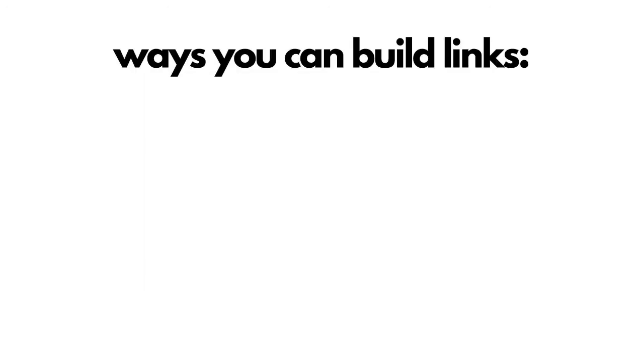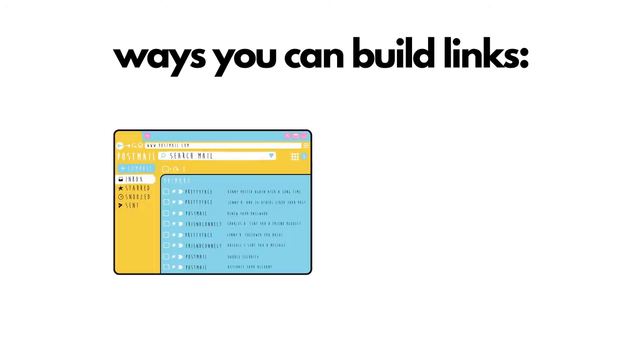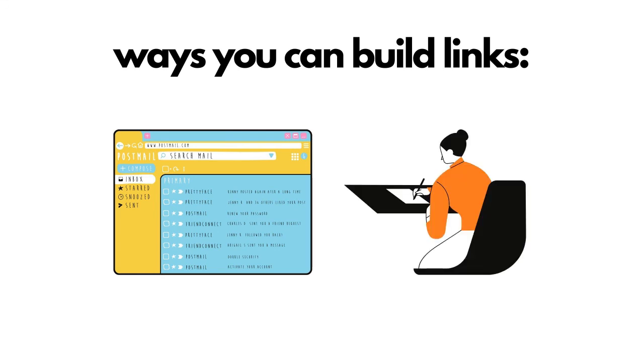Here are some ways you can build links. The first one is by sending outreach emails to bloggers or influencers in your industry that encourages them to link to your website. And the second one is by creating valuable content that people may want to share or link to.